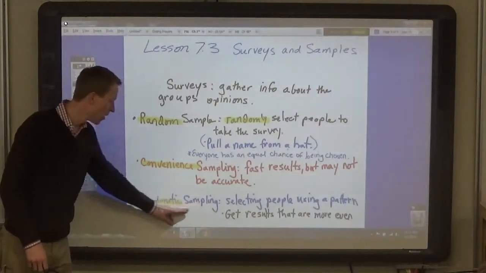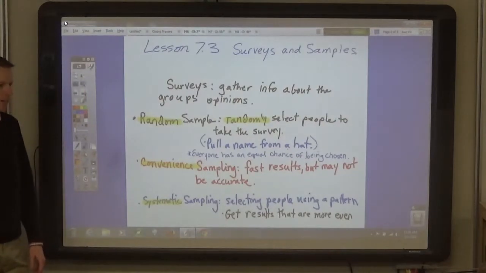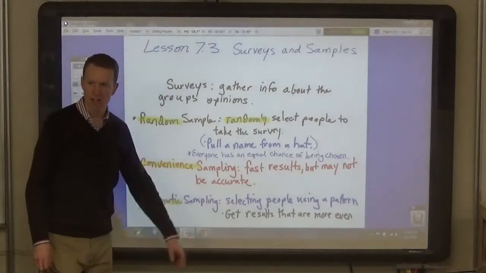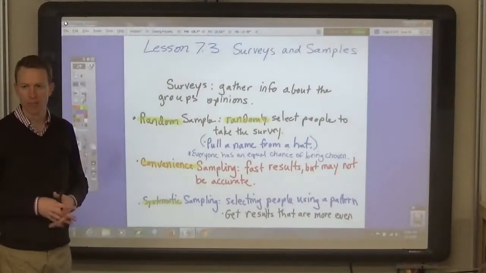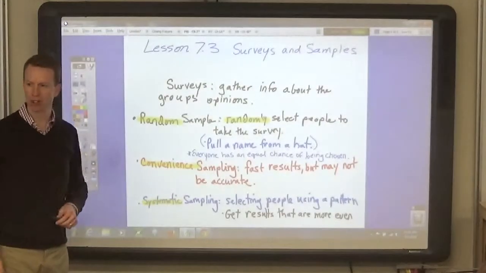But there's another way, and that's called systematic sampling. All right? And that would be selecting people based on a prescribed pattern, a pattern that you've decided. You're going to maybe ask every 7th person.